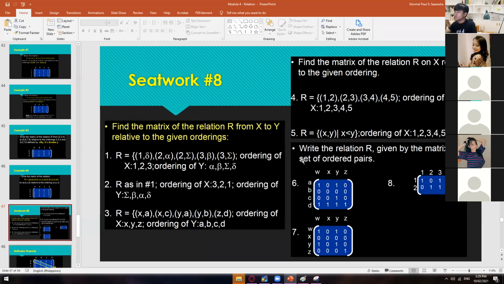Okay, and then for the last one, write the relation R given by the matrix as a set of ordered pairs. So from here, it was in matrix form. So it is asking you to give a result of ordered pairs like this one. Okay, yeah, 1, 2, 2, 3, 3, 4, 4, 5. All right, so that's it for your work number 8.